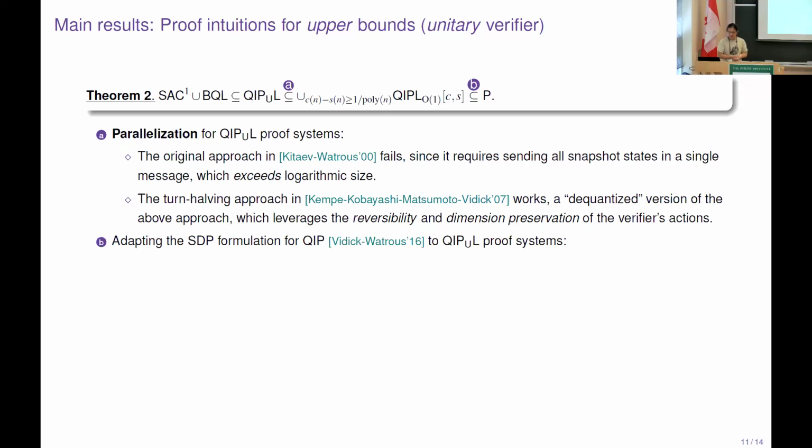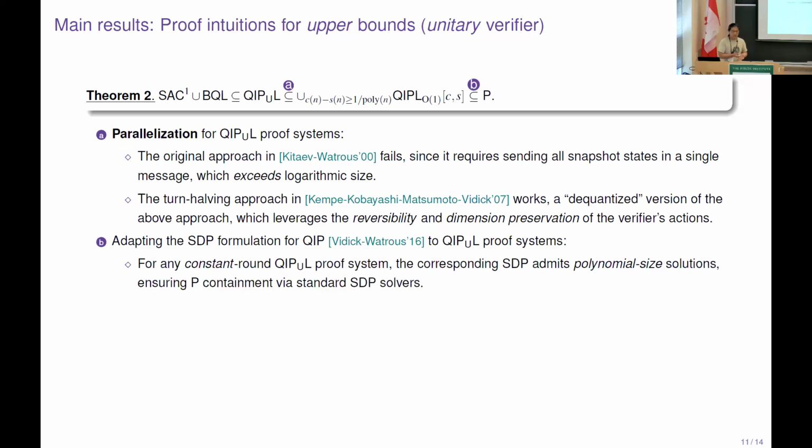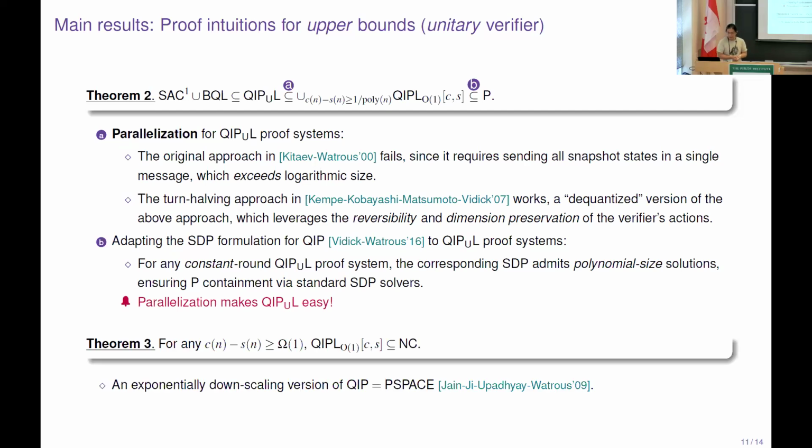After that, we can try to adapt the standard SDP formalization for QIP, particularly for constant-message proof systems. The solution of such an SDP has polynomial dimension, corresponding to a logarithmic number of qubits, so we can just solve the SDP using a standard SDP solver. The takeaway here is that for the QIPUL model, this parallelization property makes everything easy. When the gap is very large, it turns out to be just an exponentially downscaled version of the QIP equals PSPACE result.